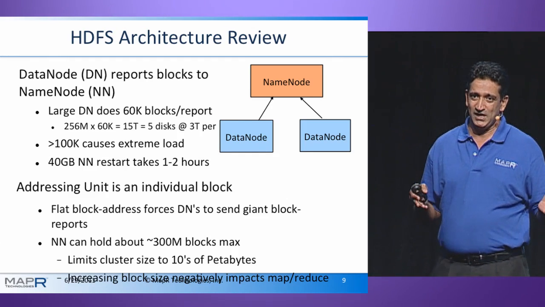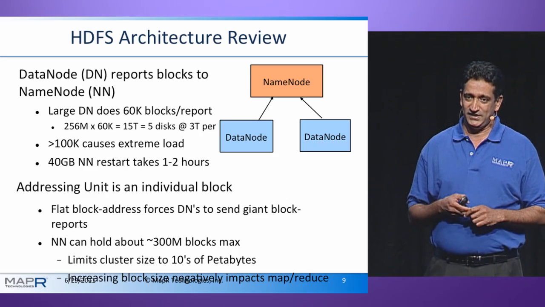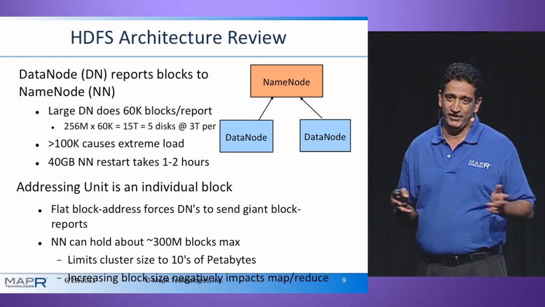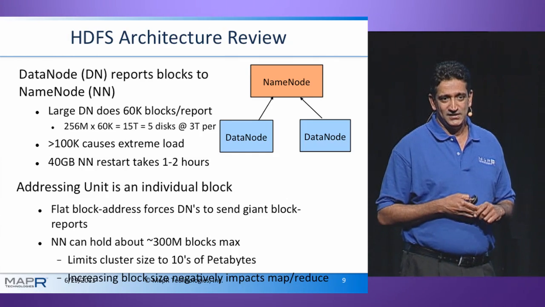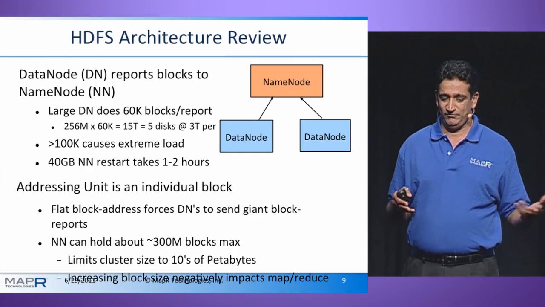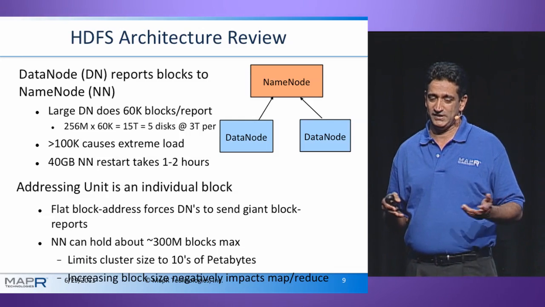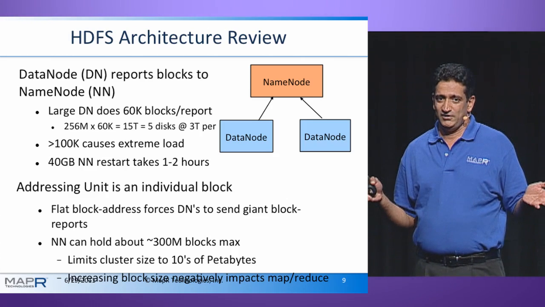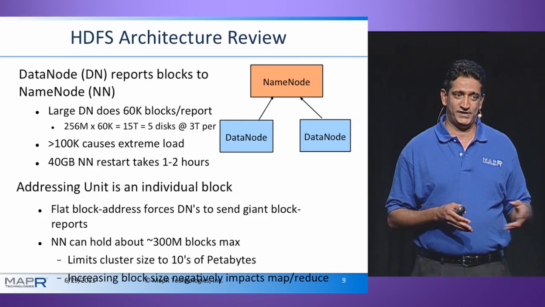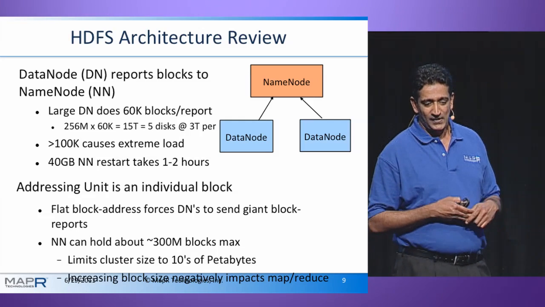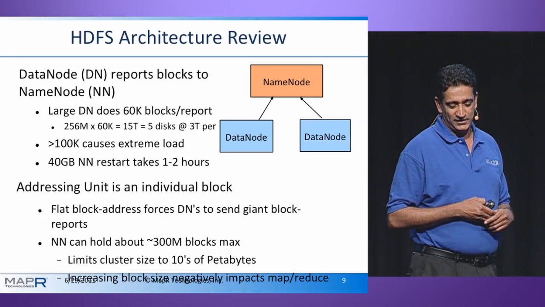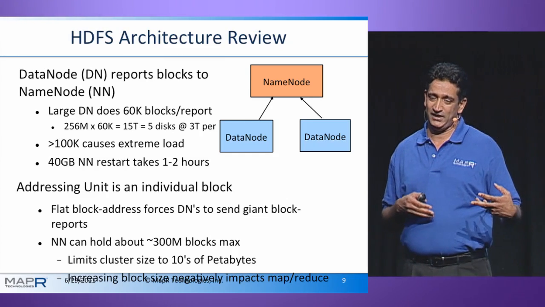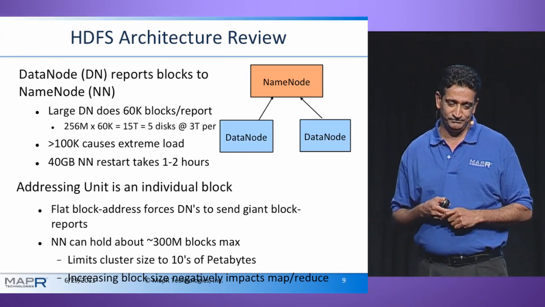So if you say a block size is 256 meg, and there are 60,000 of these, you can address about 15 terabytes in a box. And you can buy a modern box with, let's say, the equivalent of 5 disks at 3 terabytes per disk. So if you have a modern box with 12 drives or 24 drives, pretty much your utilization is about 40% of what the box can actually hold. And we did some experiments and found that at 100K blocks per report, it causes extreme load on both the data node and the name node.